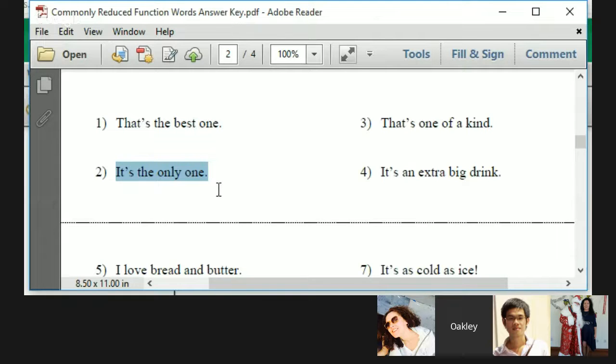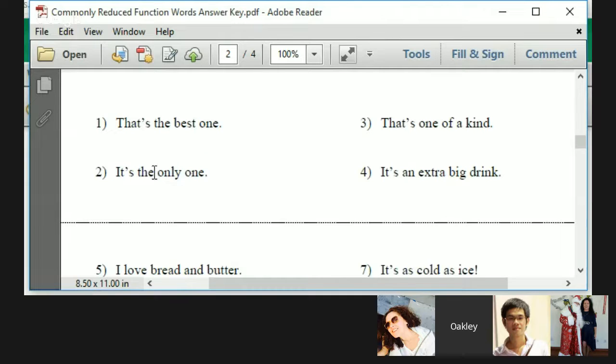B, number 2. It's the only one. Okay. All right, a little bit more of a Y sound. The only one. It's the only one.